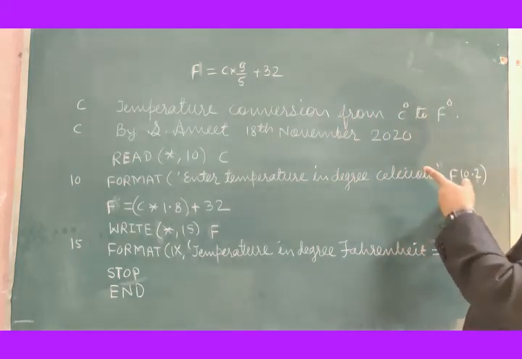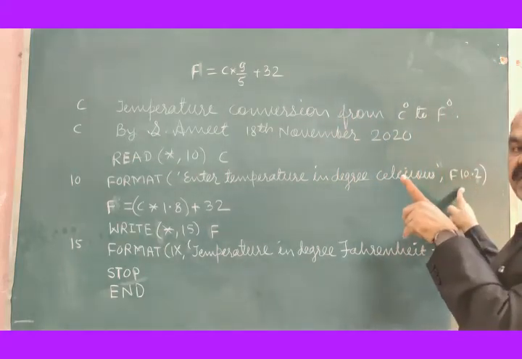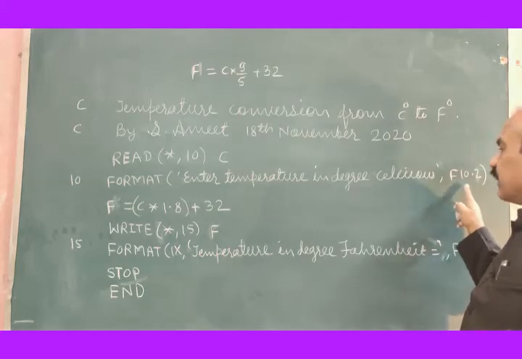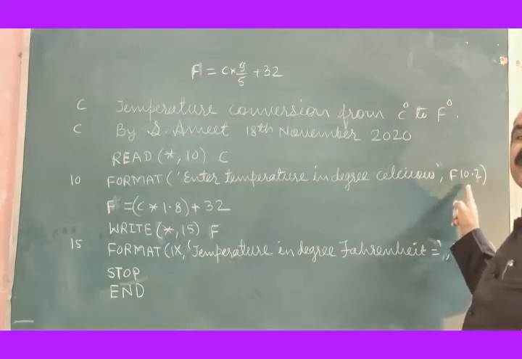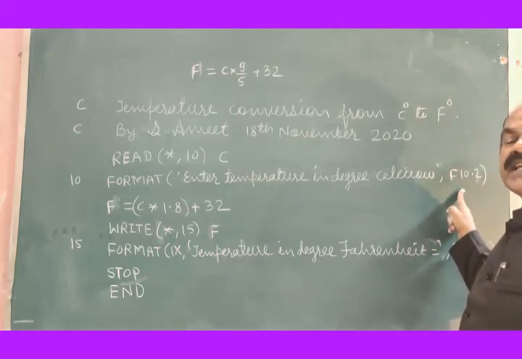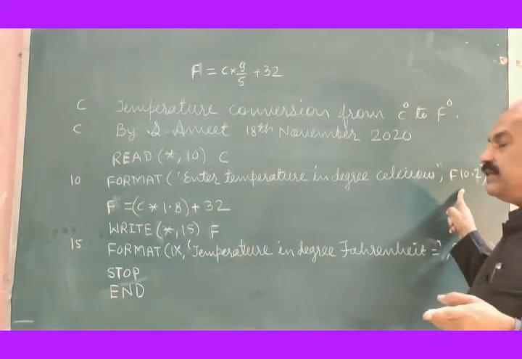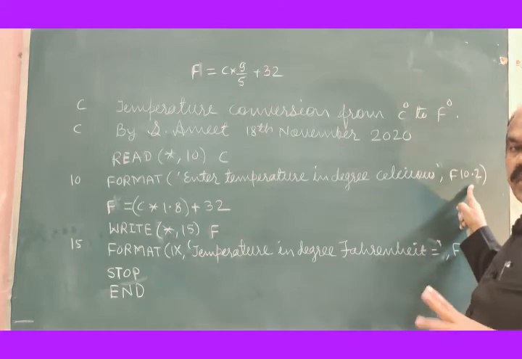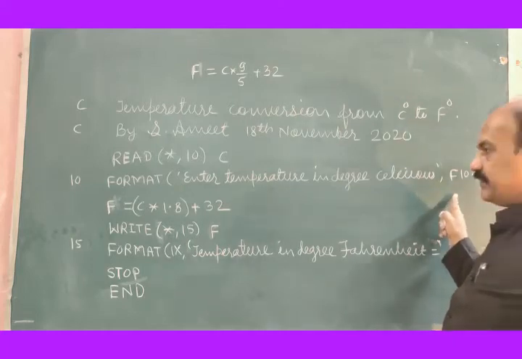F10.2. So the value of C provided should not be integer, it should be a real constant. F10.2: maximum total width may be 10, and maximum decimal width may be 2. A value smaller than this can be provided.